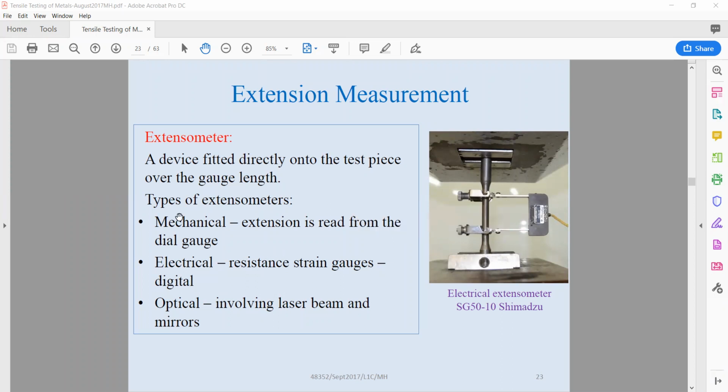There are different types of extensometer. This is an electrical extensometer, but there are also mechanical as well as optical or video types.